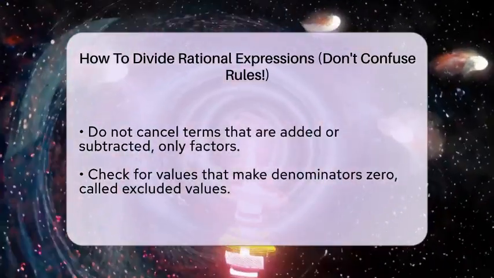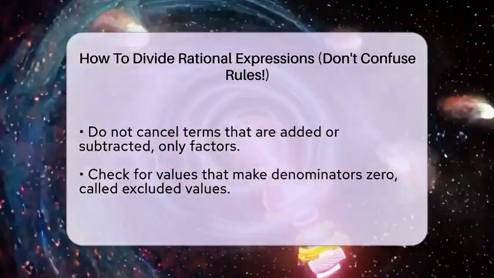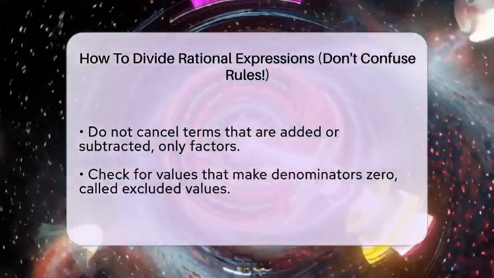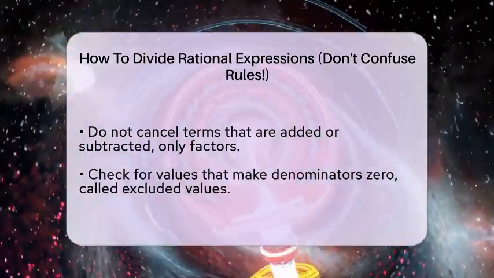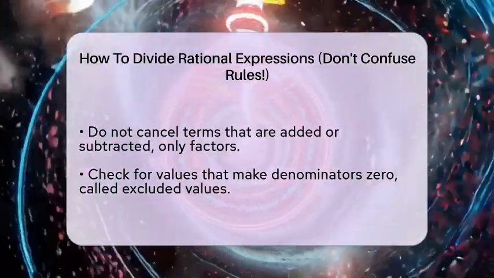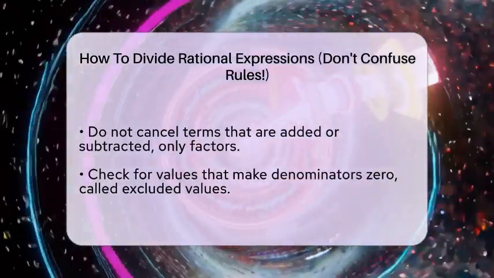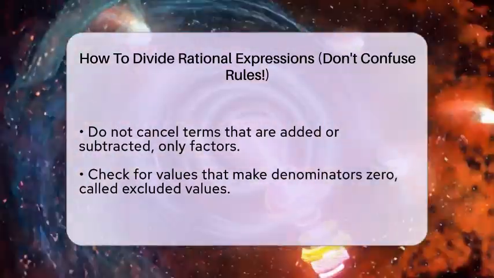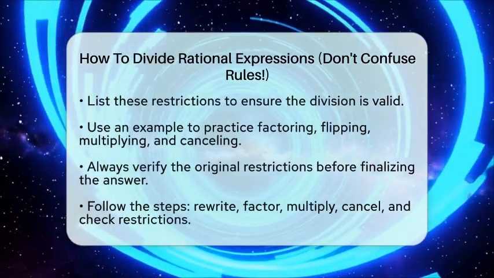Let's look at an example. Divide x squared minus 9 over x squared plus 6x plus 9 by x squared minus 8x plus 16 over x squared minus 7x plus 12. First, factor each polynomial. x minus 3, x plus 3 over x plus 3, x plus 3, then flip the second fraction. x minus 4 over x minus 3, x minus 4.